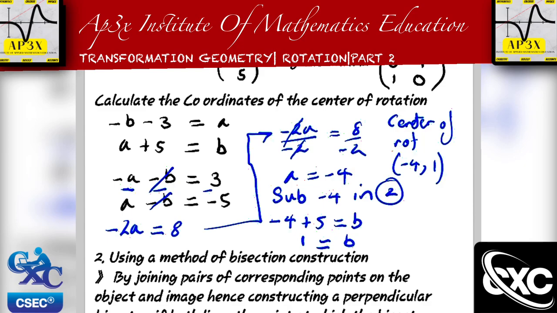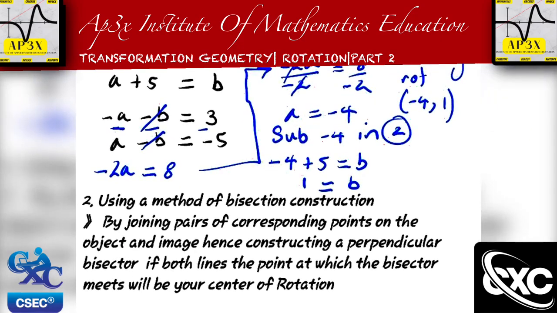Now I do not have the digital tools here to show you the bisection method, the construction method. So another method you could use to find the center of rotation is what is known as the bisection construction lines. But I'm not going to be discussing this section as yet. I'm going to wait until I go on the graph, and then I'm going to show you what I'm talking about.